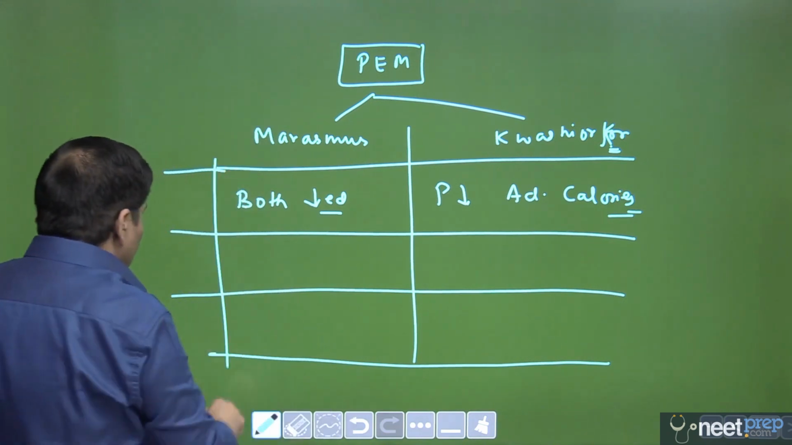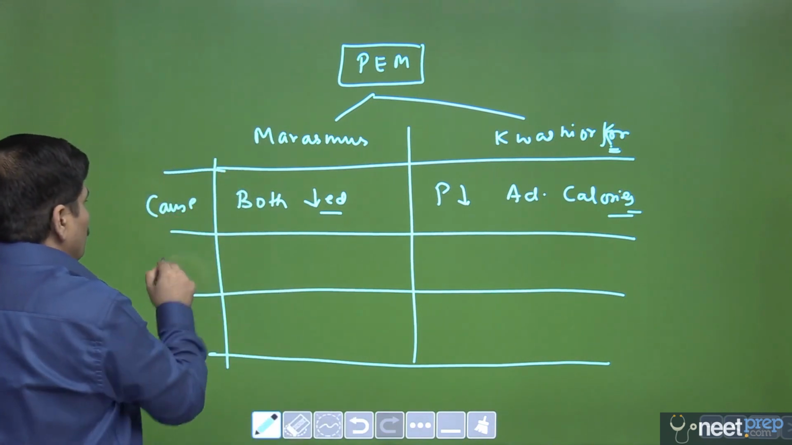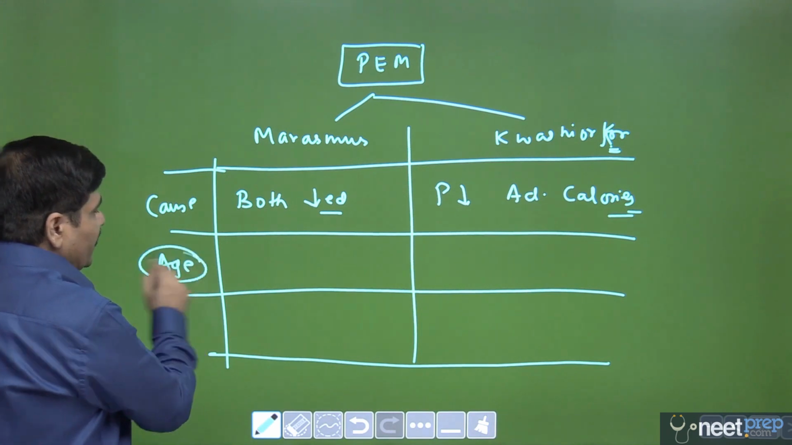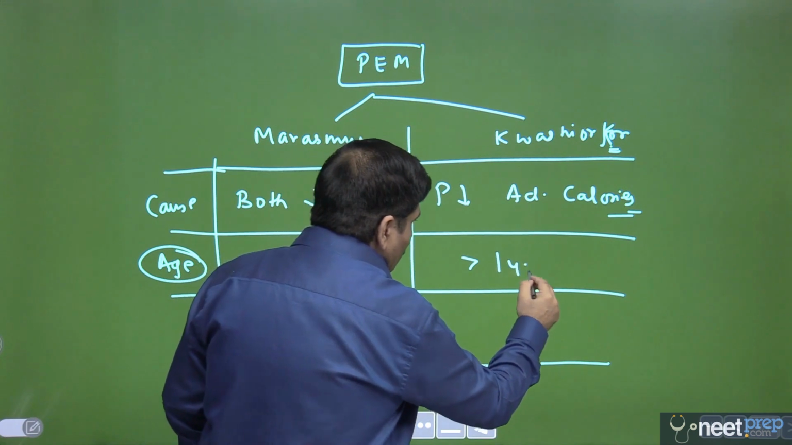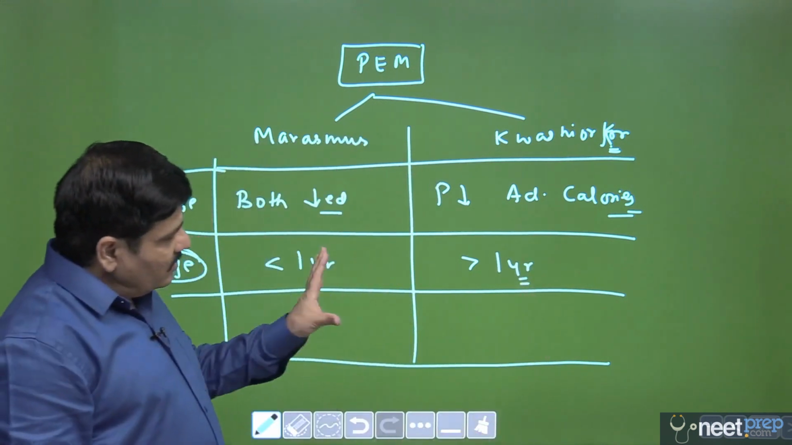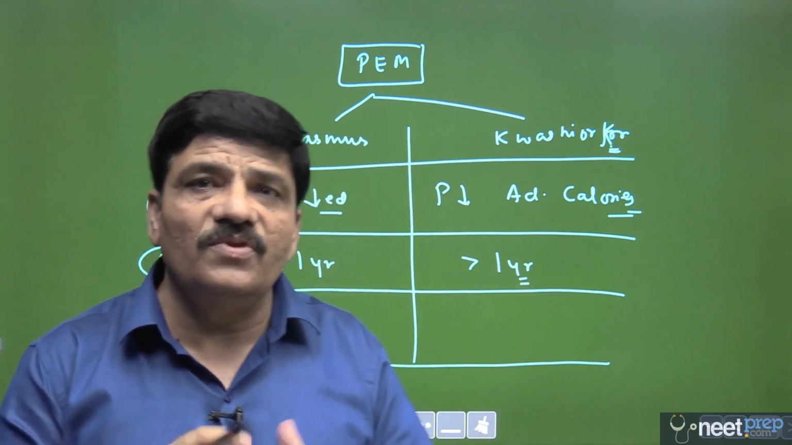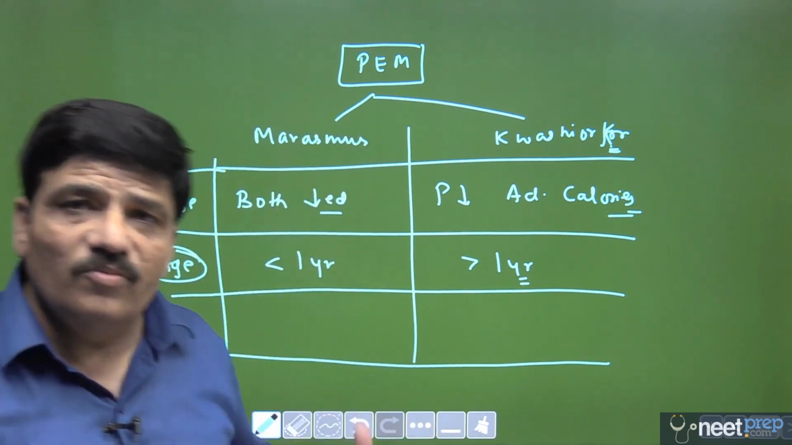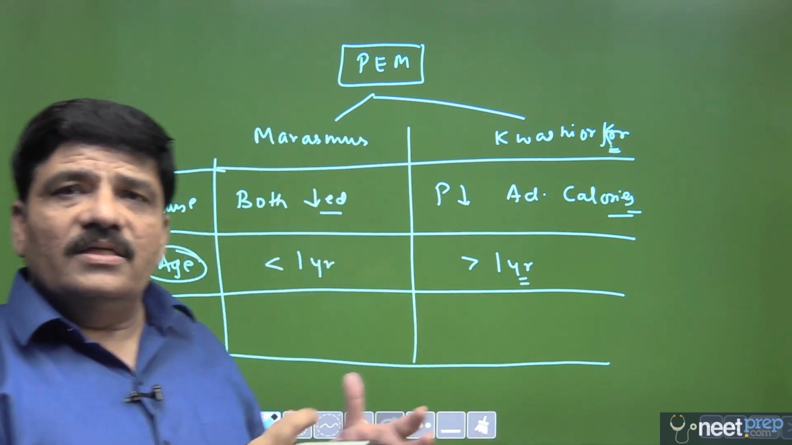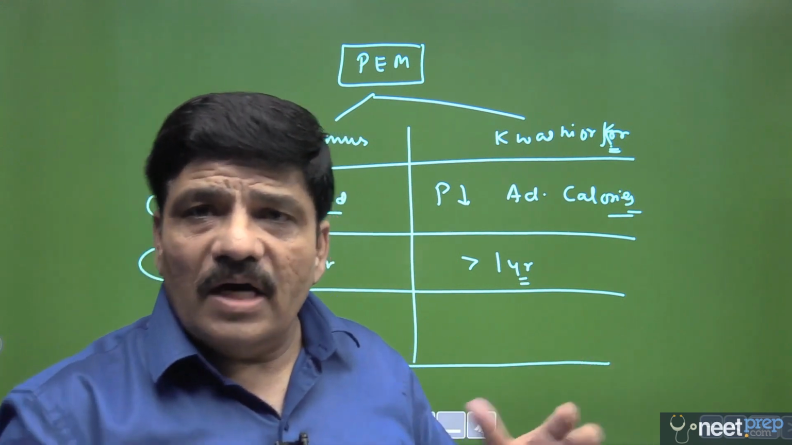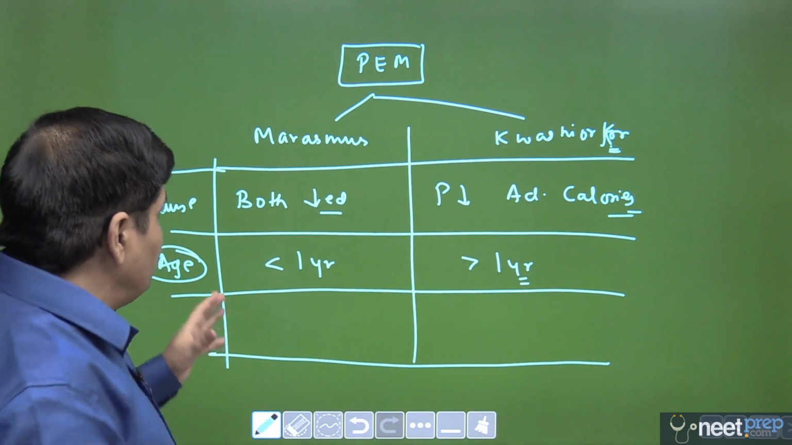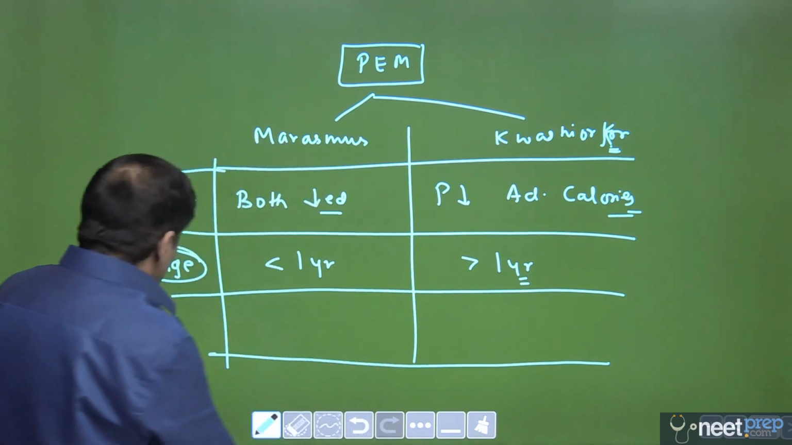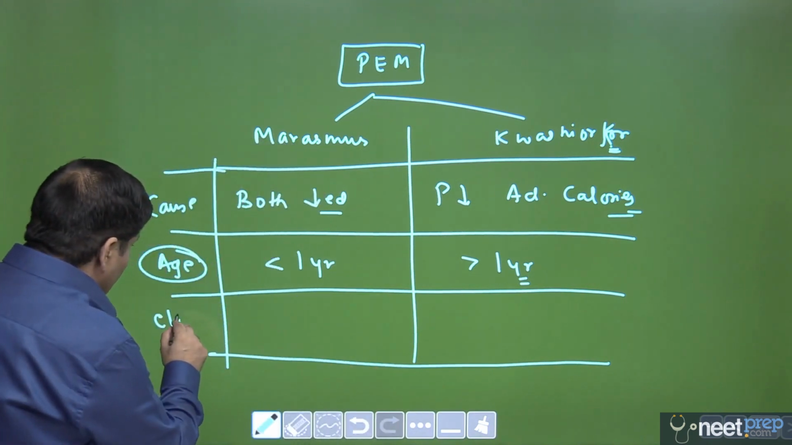Then they will ask you, so this is cause. The second question they will ask you about the age of incidence, and this is less than 1 year, and this is normally more than 1 year, around 1.5 years, and it is significantly associated with the process of the weaning when the infant is removed from the mother breastfeed and is given supplemental food, the food other than the mother milk. Then there is a problem. This thing can happen.